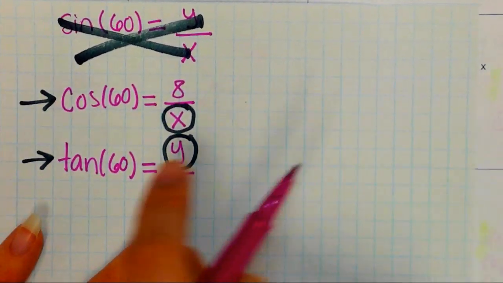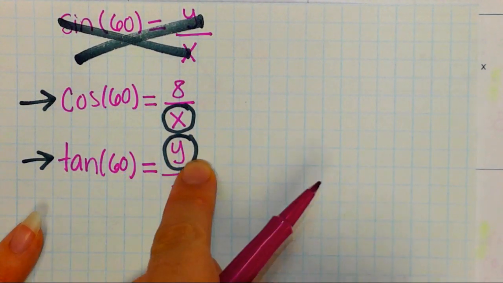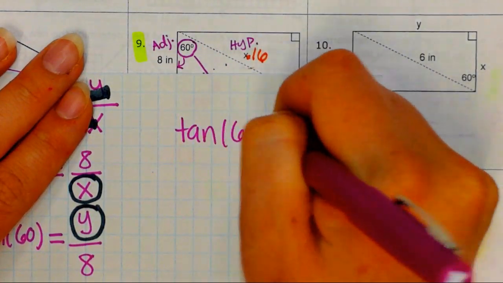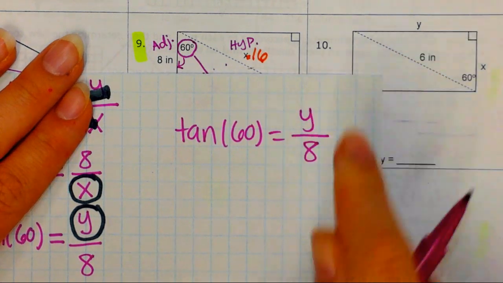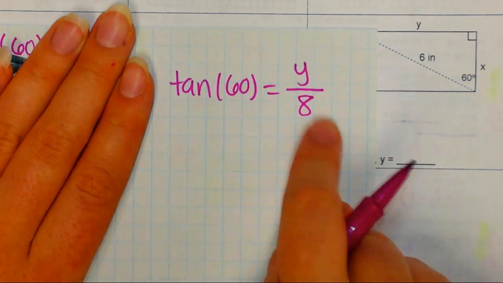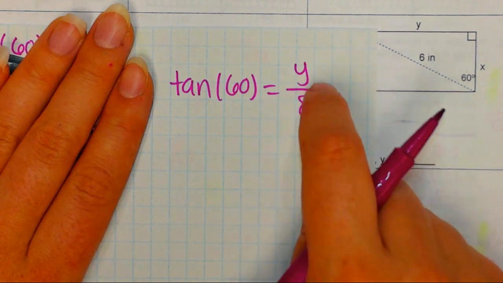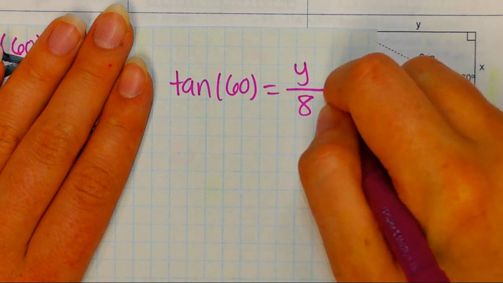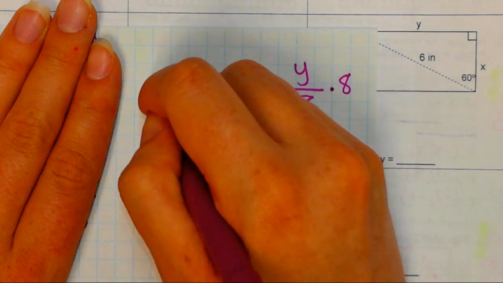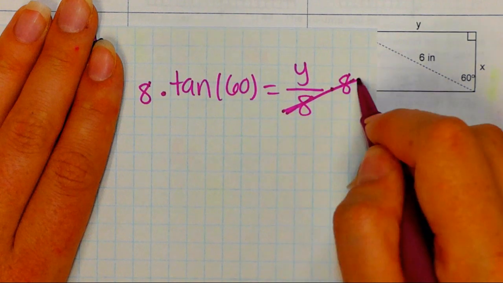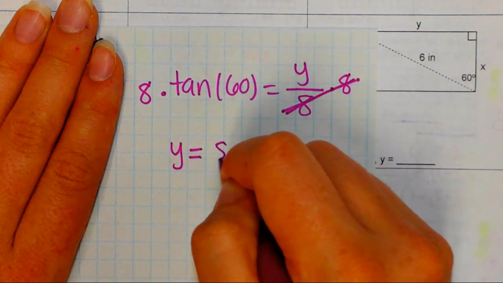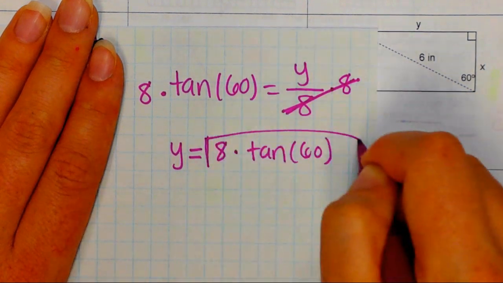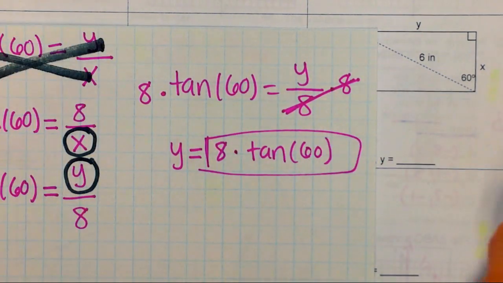All right, so we said before, we already set it up, tangent of 60 is equal to y over 8. Okay? Before I put this in the calculator, you have to get y by itself. So right now, we're saying y divided by 8. I can get rid of that 8 by multiplying. Okay? Those will cancel. And I have y is equal to 8 times the tangent of 60. This you can put into your calculator.